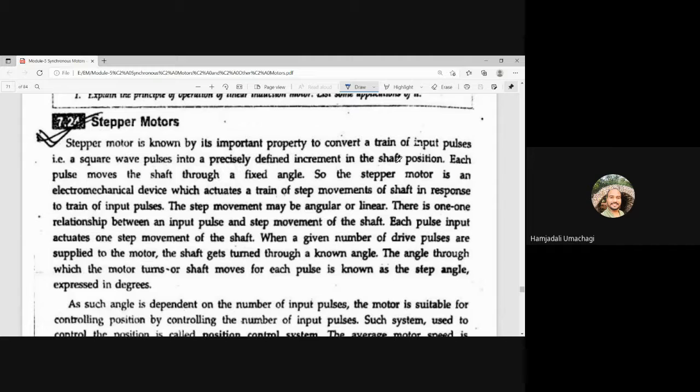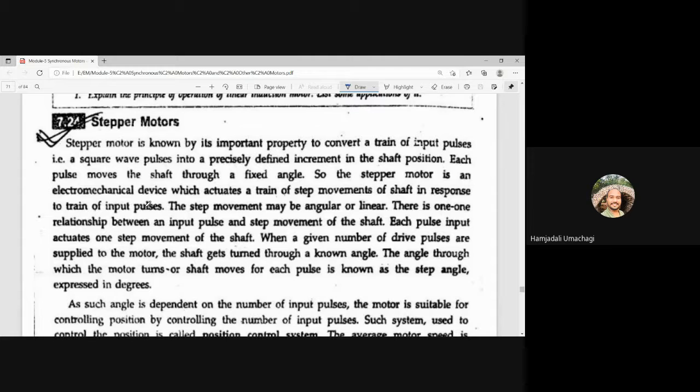So here this stepper motor is a digital compatible device where it is going to receive square input pulses via stepper motor driving circuit, and accordingly it is going to rotate the shaft of the stepper motor. Each pulse moves the shaft through a fixed angle. So for every input pulse, the shaft of the stepper motor is going to rotate by a fixed angle. So the stepper motor is an electromechanical device which actuates a train of step movements of the shaft in response to a train of input pulses.